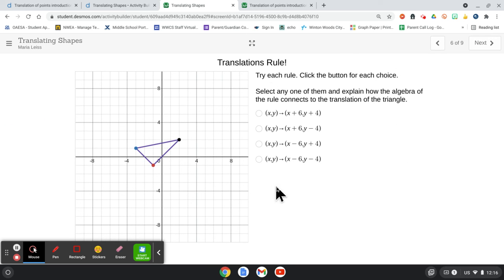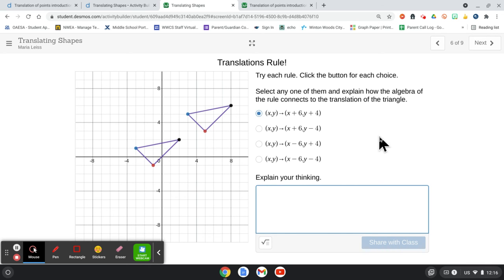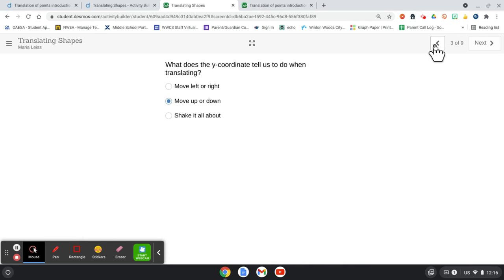Slide 6. All you're going to do is pick one of these. You only have to do one. If I pick the first one, you'll notice it added a new shape. Here's the original, here's the image. All you have to do is explain to me what it did. So you would explain it just like we did back here.